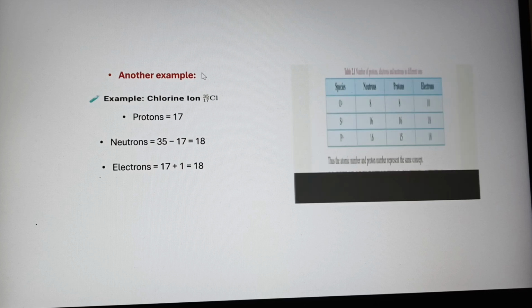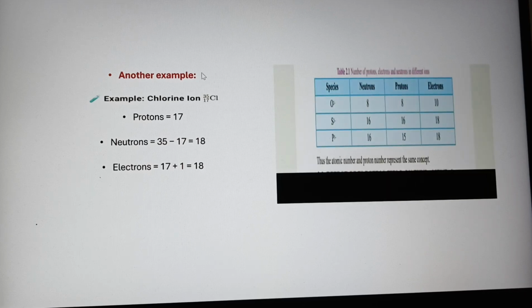Now we can see from this table, oxygen has 8 protons and gains 2 electrons, so it has a total of 10 electrons. Sulfur has 16 protons and gains 2 electrons, so it has a total of 18 electrons. Phosphorus has 15 protons and gains 3 electrons.